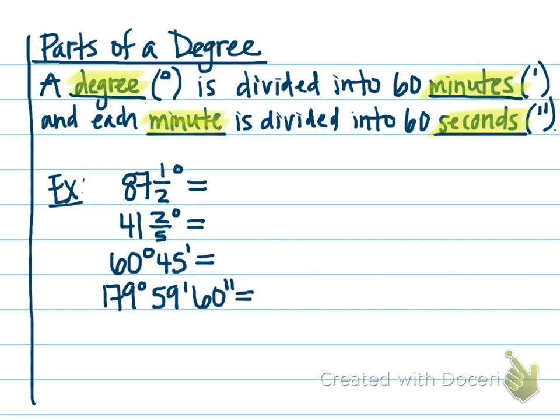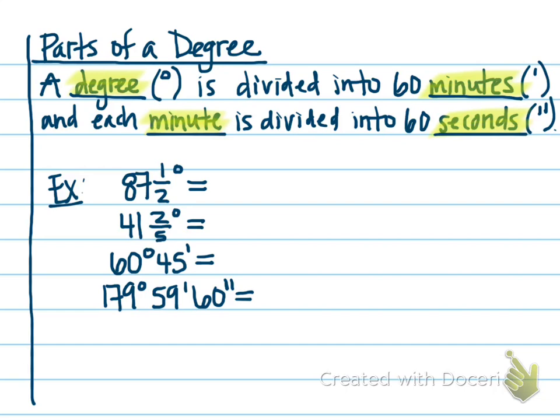Okay, so you're familiar with degrees. It's just a unit that we use to measure how big an angle opens up. But if we can get even more precise, we can divide degrees into smaller parts, which are called minutes, and 60 minutes make up a degree.